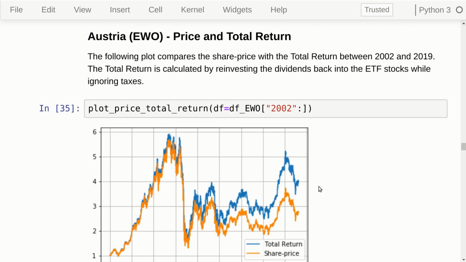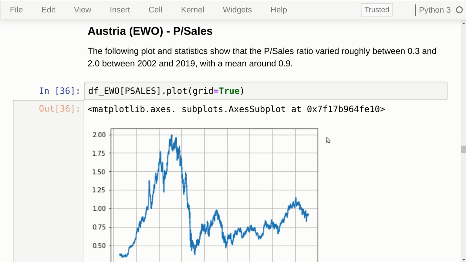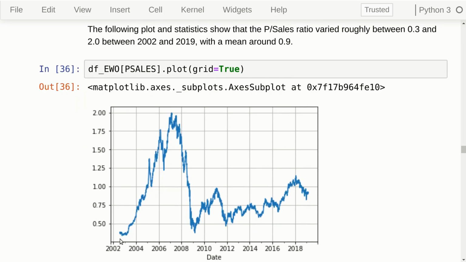Let's first look at the price and total return, and we have it in this plot here, which goes between 2002 and 2019. And again, we have the share price as the yellow line, and the total return, where dividends have been reinvested, is the blue line. Now let's look at the historical price to sales ratio for this period, and it is shown in this plot here. And we can see that it started very low around year 2003, and then around year 2007 it reached its max at around 2.0, and then in the financial crisis it went back down, and then it has zigzagged a little since then.